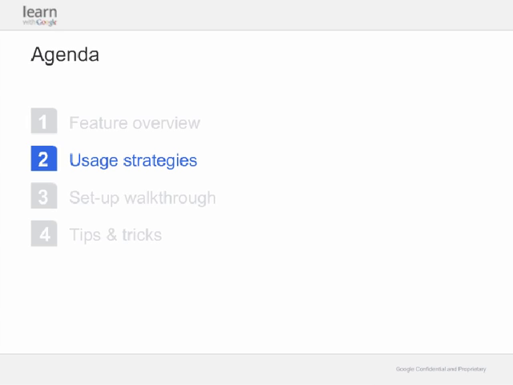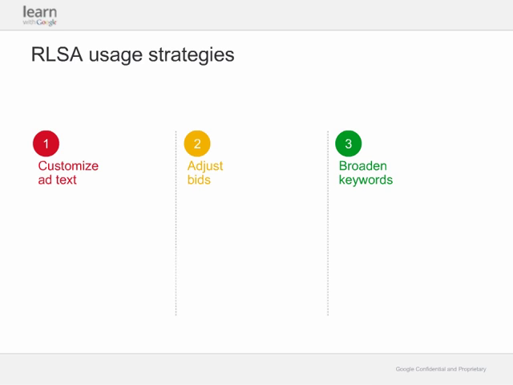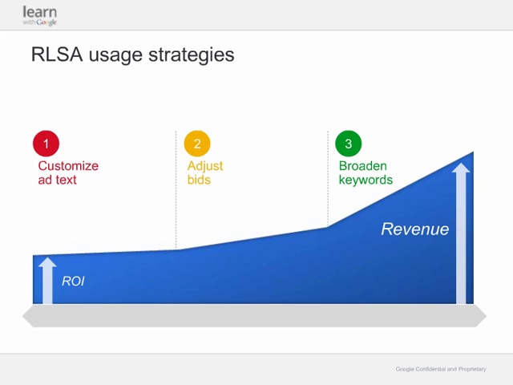So as far as usage strategies go, again, there's three main usages: customized ad text, adjusting bids, and broadening keywords. And this allows advertisers to sort of control which strategy they want to use based on whether their goal is to improve efficiency, increase their revenue, or some mix of both.